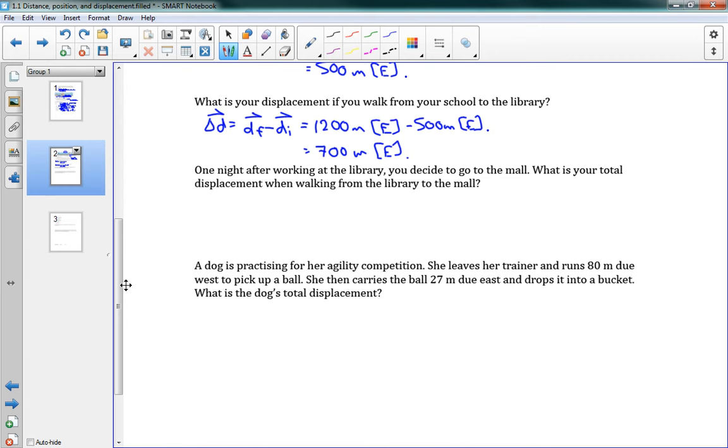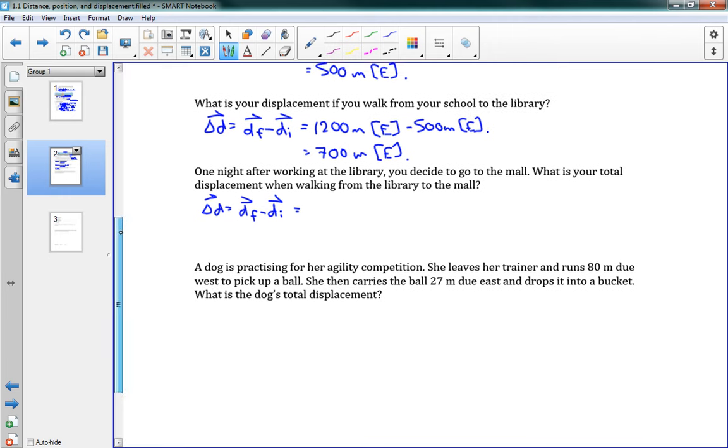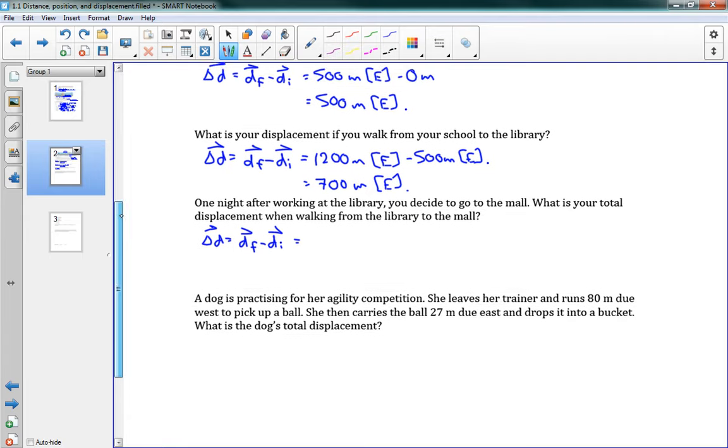Now, the last one says, one night after working at the library, you decide to go to the mall. What is your total displacement when walking from the library to the mall? Again, displacement equals df minus di. And for the first few problems, we really probably didn't need to do this. We could have looked at the picture and answered it. That's maybe true for this one too, but you'll find that if you use this every time, when problems get harder, they end up being the same to solve and you don't have any troubles. So using this formula every time will always get you the right answer.